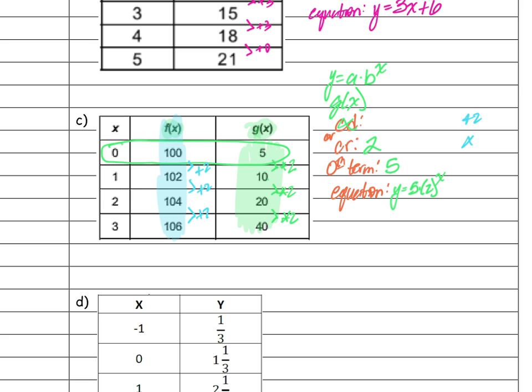And I don't have a common ratio on f of x. So this is f of x, and my zeroth term on this one is 100. So my equation would be y equals mx plus b, because I have a common difference. Remember, I have two different equations because I have a common difference and a common ratio. I have to remember which one I'm using. So this one would be y equals 2x plus 100.